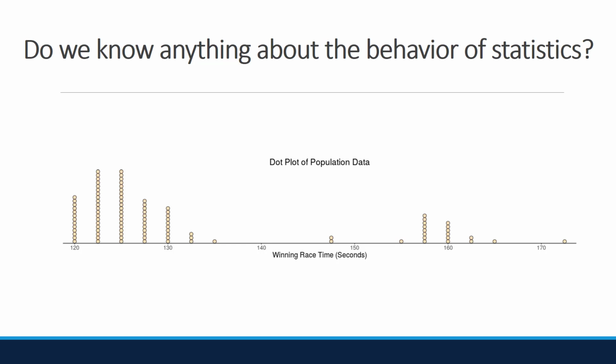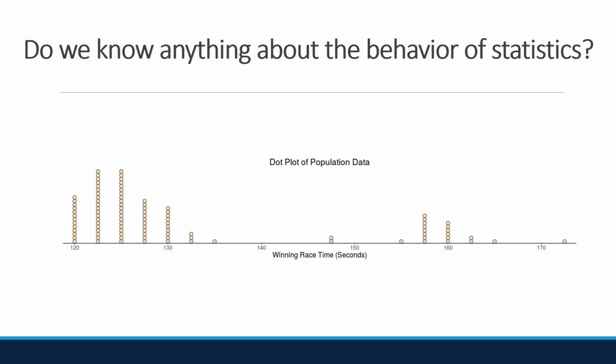Do we know anything about the behavior of statistics? If we are going to use statistics to learn about parameters, we need an understanding of how statistics behave. Previously, we discussed random samples. It ends up that if we select the sample randomly, we can say a lot about the behavior of statistics.